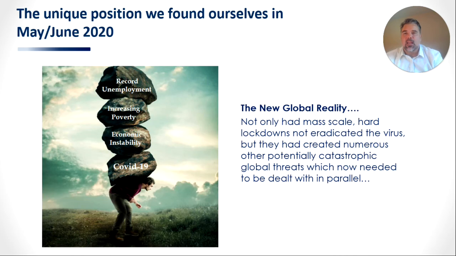So we found ourselves in a very unique position roughly May, June 2020. Not only had mass-scale hard lockdowns not eradicated the virus, but they had created numerous other potentially catastrophic global threats which now needed to be dealt with in parallel. And what we were learning here was that the control solution that we had chosen for COVID, mass-scale hard lockdown, actually wasn't sustainable. It wasn't equitable, and it wasn't proportional, and in fact it was incredibly damaging. So we now needed to start talking roughly May, June about a recovery plan, something that would get us out of this hole that we found ourselves in and uplift us to a more resilient state.